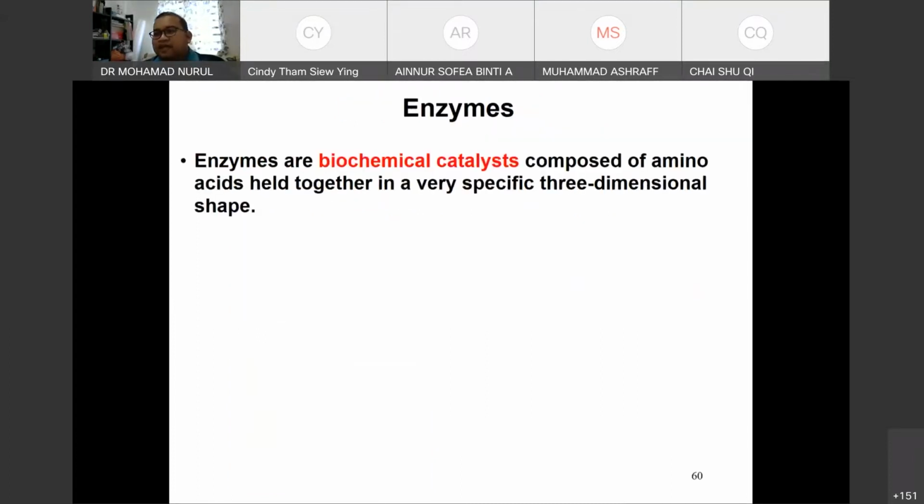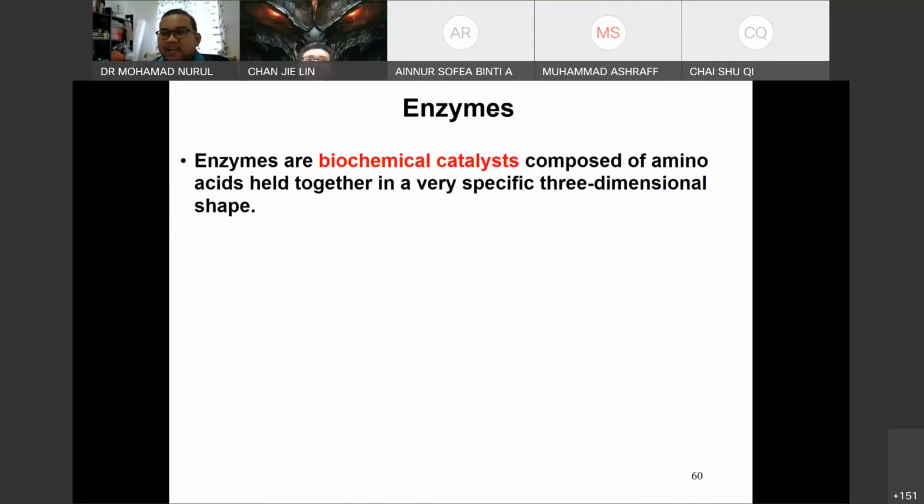Enzyme is the biochemical catalyst. In our body, we have a lot of enzymes. For example, in our mouth, we have... Siapa tahu? Enzim apa kat mulut? Amylase. Good, Chanji. So, okay, amylase. What else? In our intestine, we have a lot of enzymes.